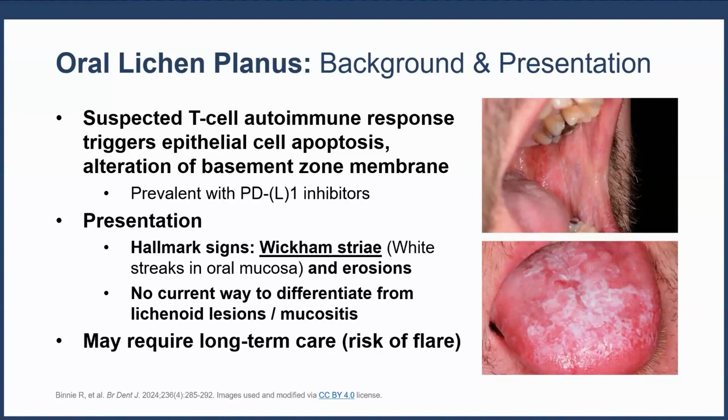And so there's really not any way for us to differentiate between lichenoid mucositis, which happens, and lichenoid lesions, which also happen. And so this has just been described as lichen planus. And so this is the appearance of this disorder, but there are very similar aspects of this that match mucositis.